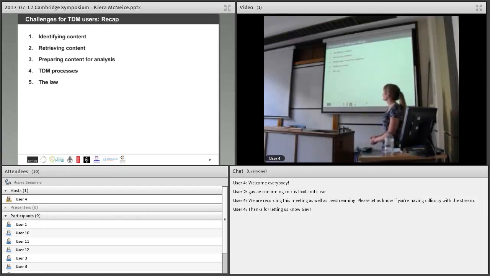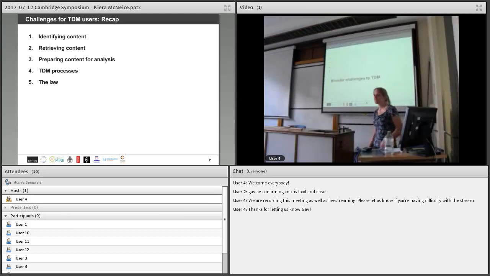Right, so to recap, the main challenges for TDM users, if you're actually wanting to do text and data mining for research, are identifying the content, retrieving the content, getting it into a usable form, the actual processes themselves can be complex, and then finally, the legal landscape can be unclear.